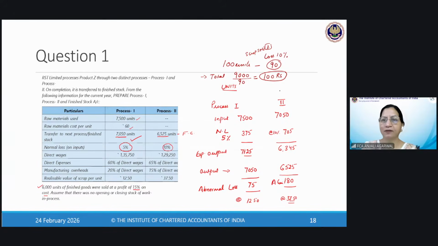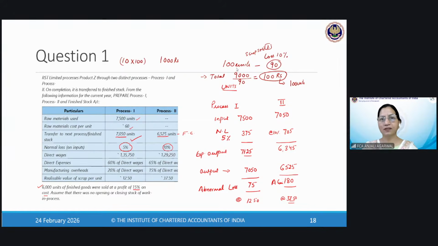However, what has happened is my output is exactly 100 units. So these 10 units which I'm having extra give me a profit of 10 into 100 rupees. So my profit becomes 1,000 rupees. Why? Because I have 10 units extra. The workers did not give a loss of even a penny. Not one single rupee loss. Yes, you have to prepare all the accounts: abnormal loss, abnormal gain, normal loss account for process one, process two, everything.